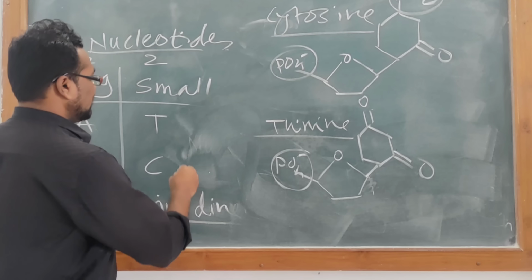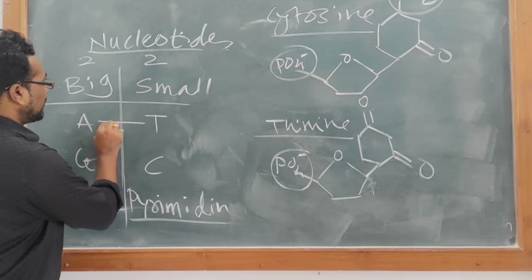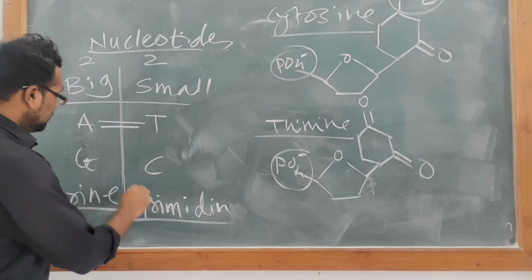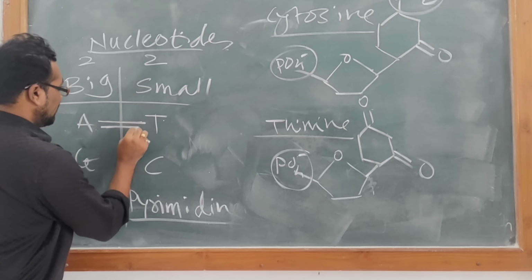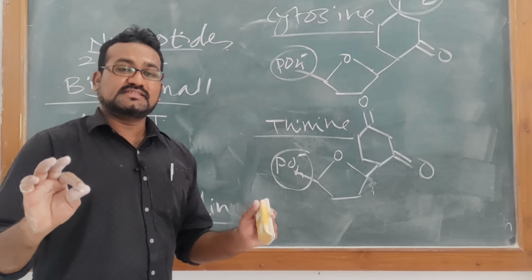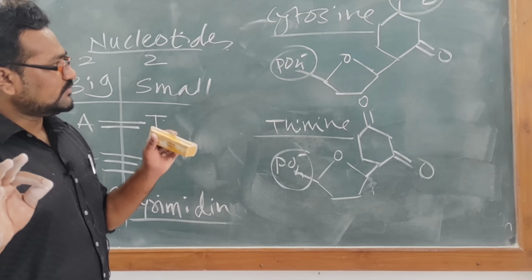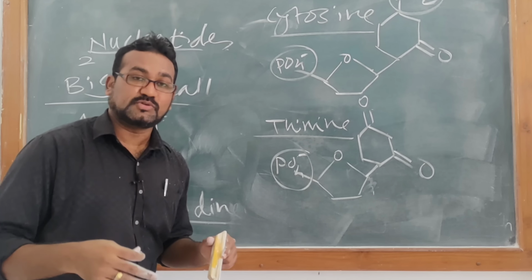So obviously purines pair with pyrimidines: adenosine pairs with thymine and guanosine pairs with cytosine. This is very interesting. You should remember this forever. As a student of biology, you will require this knowledge.